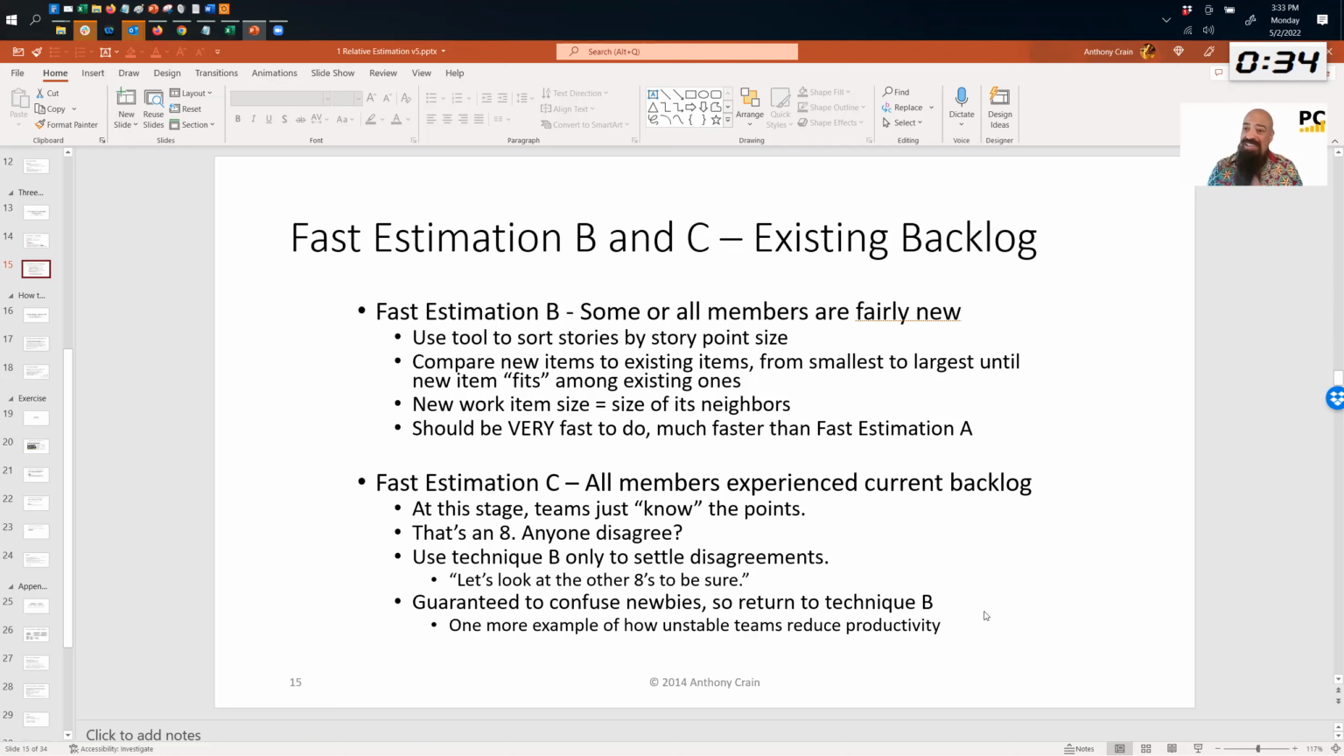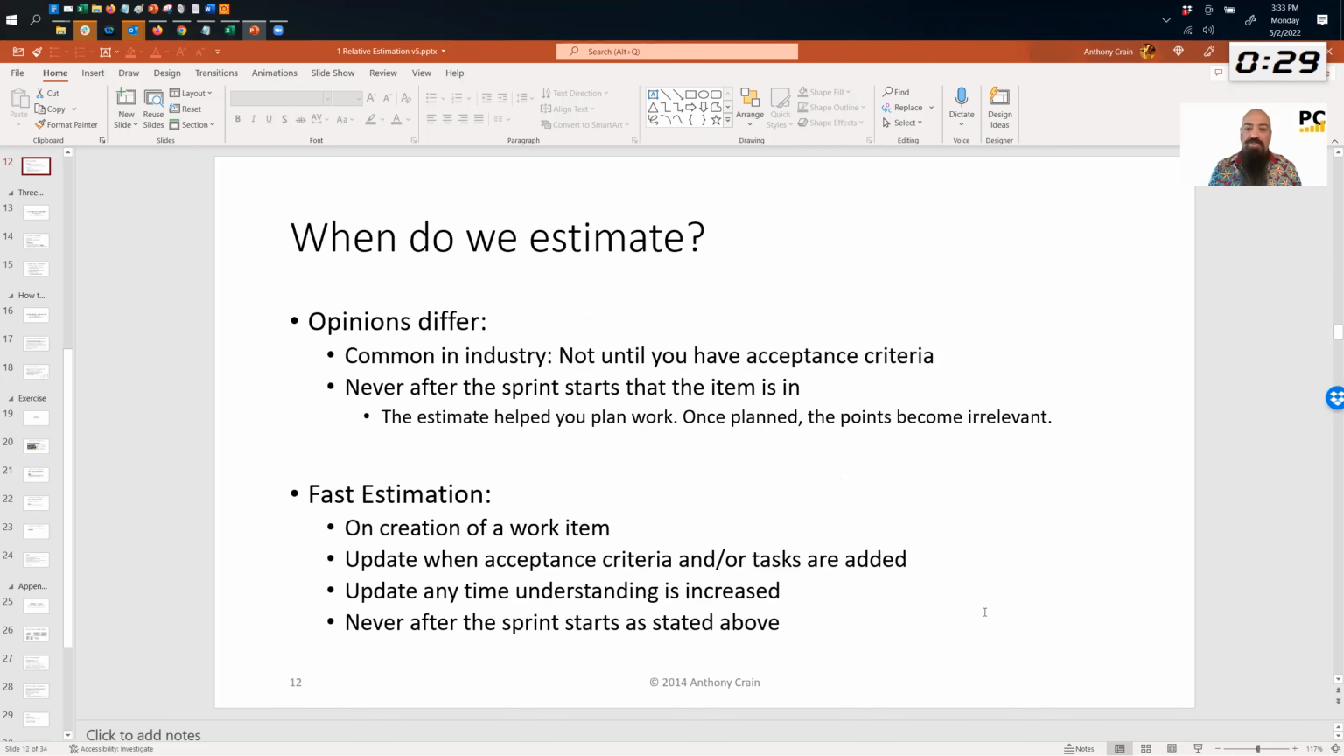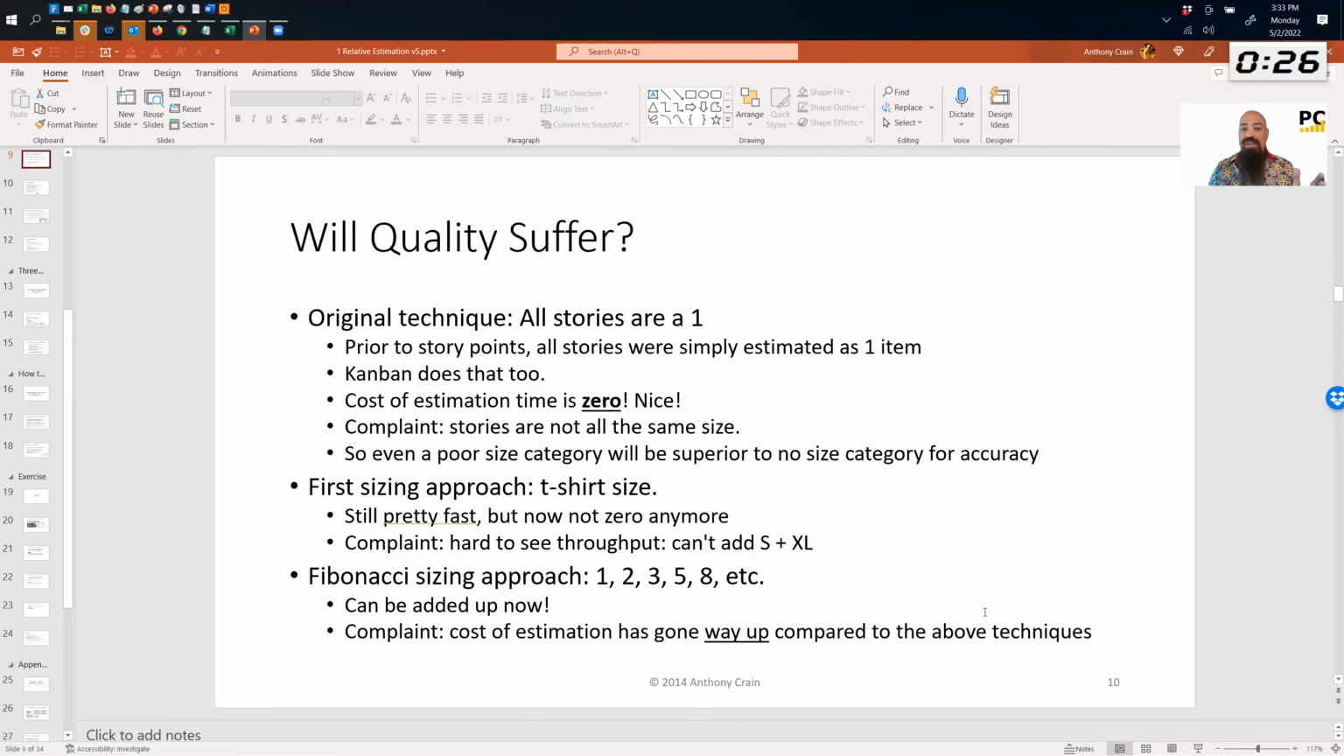I hope you find this video useful. Try it out as an experiment. It really helped us quite a bit. This simple little working agreement has really accelerated our teams.